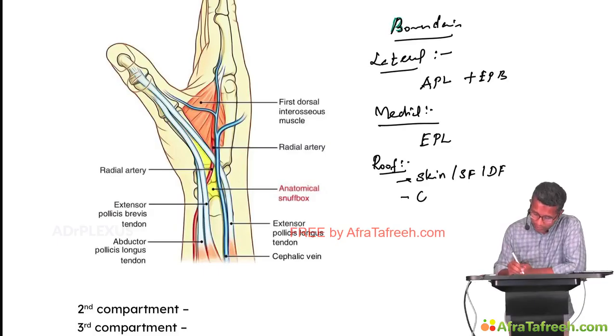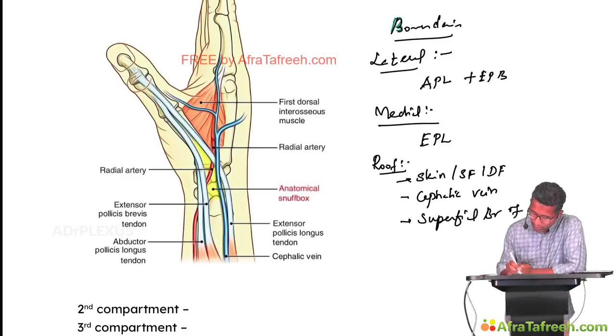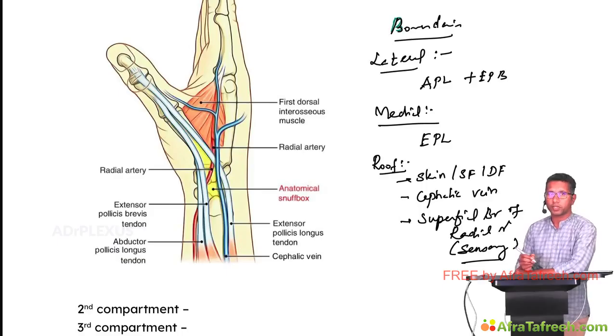Mainly, in the roof runs the cephalic vein, and in the roof also runs an important branch of the radial nerve, that is the superficial branch of the radial nerve. The superficial branch of the radial nerve is purely sensory. Guys, please remember, the superficial branch of the radial nerve is purely sensory.